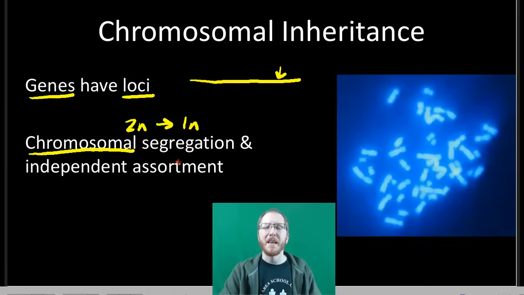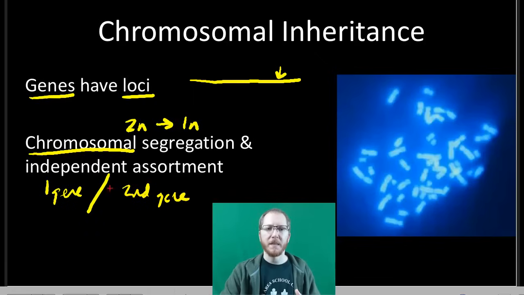The other idea is independent assortment, where the genes that we have ultimately separate independent of each other. So what you get for one gene does not affect what you get for a second gene. They're not connected, so these are ultimately split. We call this independent assortment, and we see this as well, where you can get mom's version of one gene and dad's version of another gene. You can get mom's chromosome 1, and yet you can get dad's chromosome 2. You can get mom's chromosome 3 and mom's chromosome 4 and dad's chromosome 5, on and on and on.